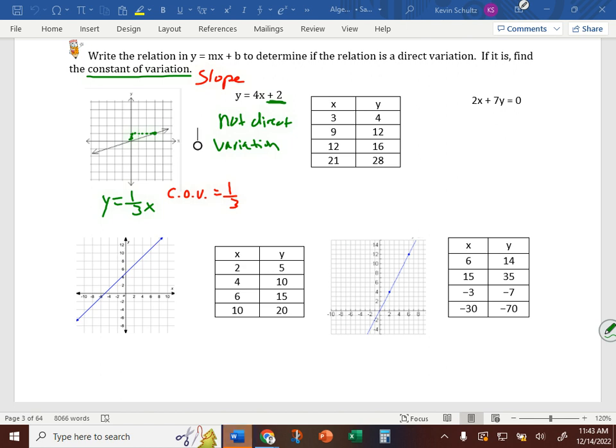Can we just say no? You can say NDV. No DV is fine. Put the extra O.